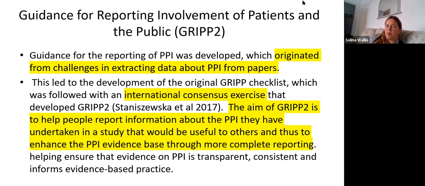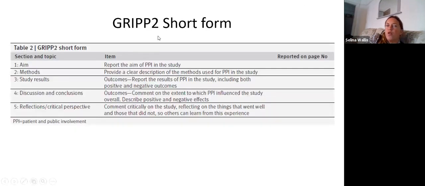So when we look at a paper, lots and lots of papers say they involve members of the public, but that's the end of the detail. So this is about the detail, about how they involve members of the public, why did they involve members of the public, and what the outcome and the impact of that was. And there's two forms of the GRIPP2. So there is a short form and a long form.